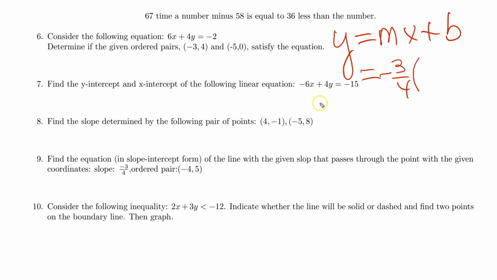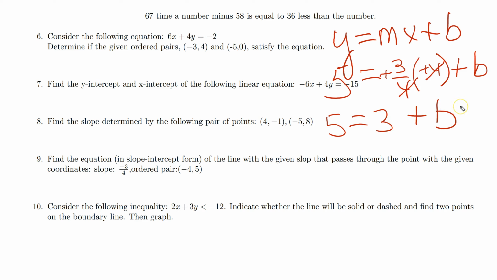I know my x is a negative 4. I know my y is a 5. And what I don't know is what my new b would become. So notice here we have a negative times a negative, so that'll make this a positive. And then the 4's cancel out. So we're left with 5 equals 3 plus b. Transpose the 3 to this side, and we get a negative 3. So this is 2. So b equals 2.